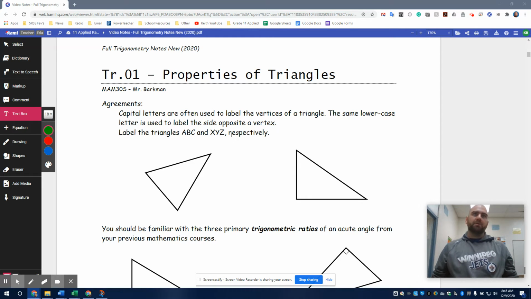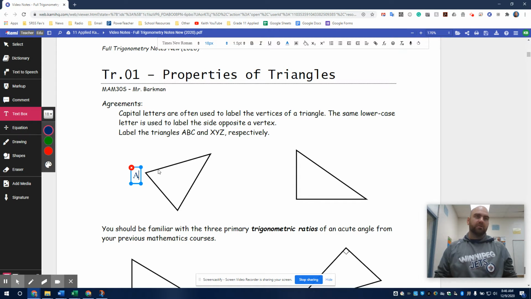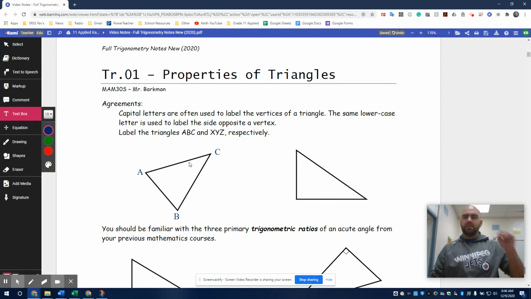Now, capital letters are often used to label the vertices of a triangle. The same lowercase letter is used to label the side that is opposite of the vertex. So what that means here is if we have this triangle right here, we're going to call this triangle ABC. This vertex is going to be A, this one is going to be B, and this one here is going to be C. You'll notice it is triangle ABC because it goes from A to B to C. It involves those 3 points, and that's the triangle it's made.